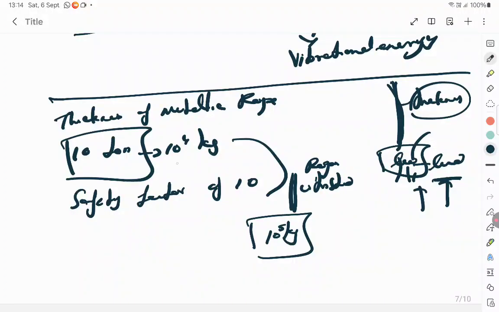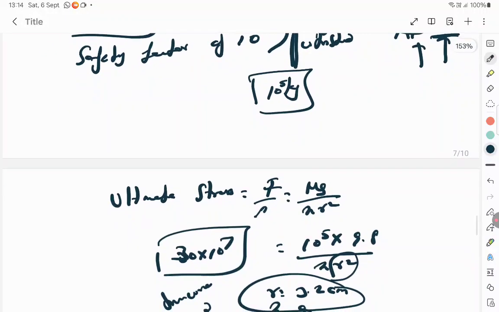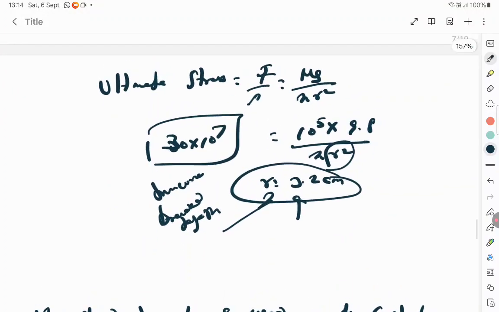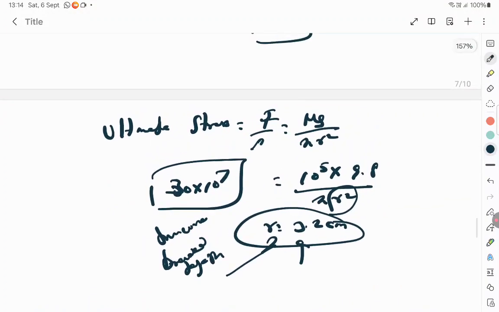A container is 10 to the power 4 kg. The rope is designed to carry 10 to the power 5 kg, so that there is a 10 times more cushion. Okay, so then they are talking about an ultimate stress here, which is force by area, where mg is the load weight, or container's weight, by pi r square.